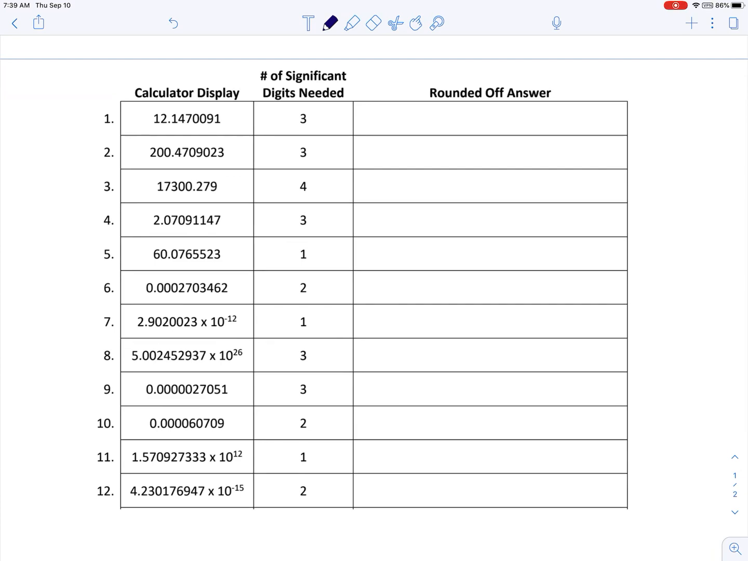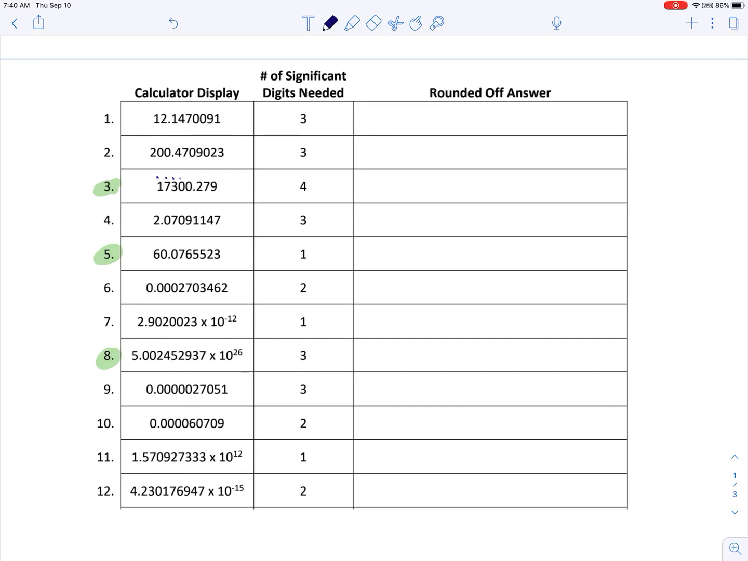Now, sometimes you've done a calculation, and your calculator shows a whole bunch of numbers on the screen, and you have to round off your answer to a certain number of significant digits. So here we have an example. Let's take a look at number 3, number 5, and maybe number 8. We'll do these three. You have to round off to the digits that are shown here. So in number 3, we have to round this off to 4 significant digits. So if we're rounding off to 4 digits, we're going to keep the 1, we're going to keep the 7, we're going to keep the 3, and we have to keep just one zero. That would be 4 digits.